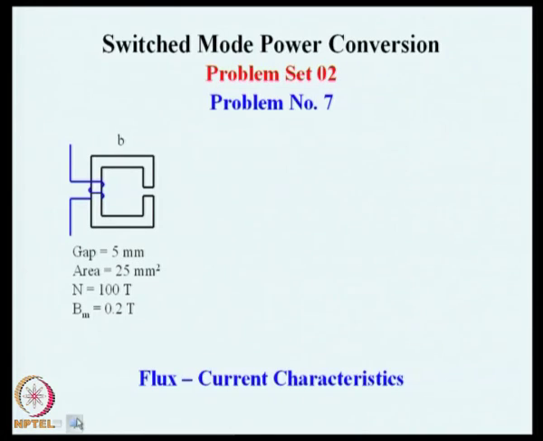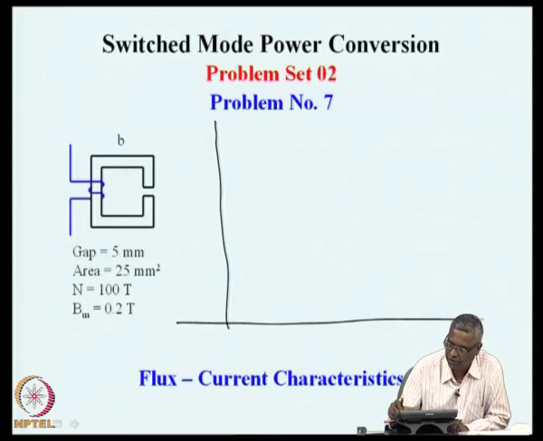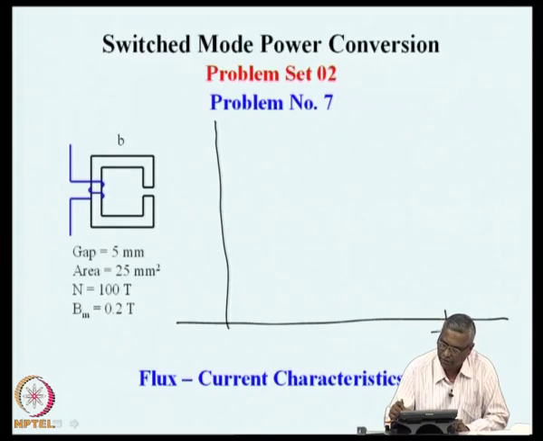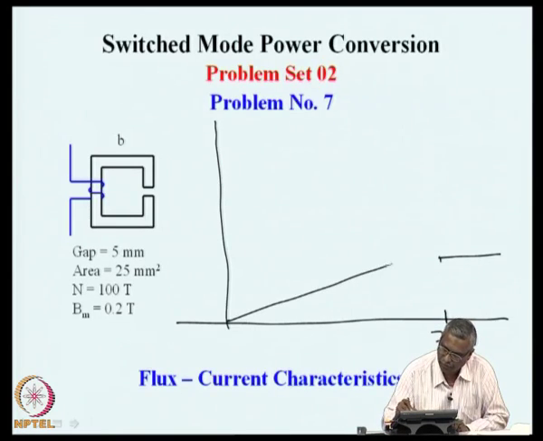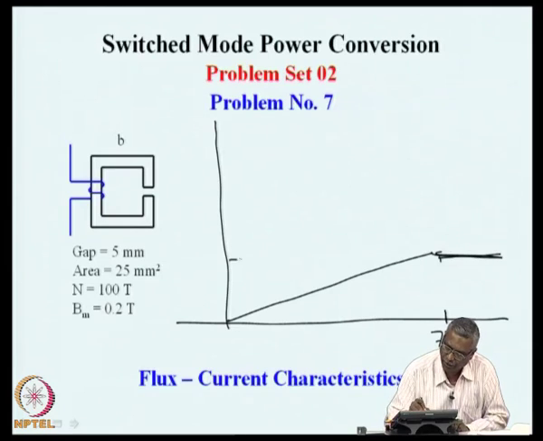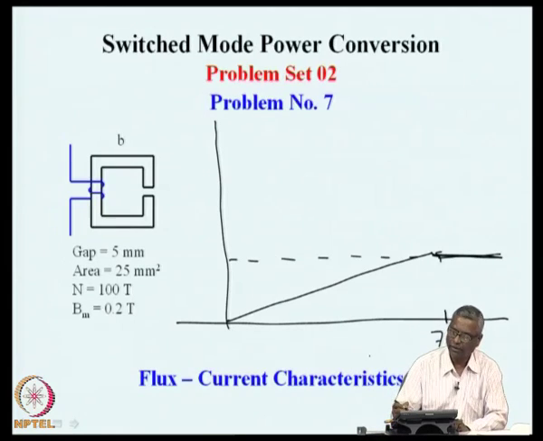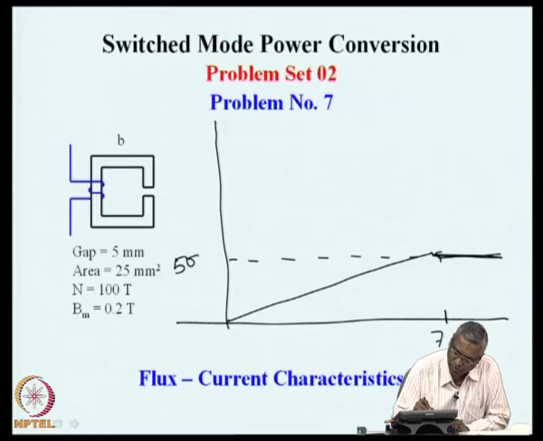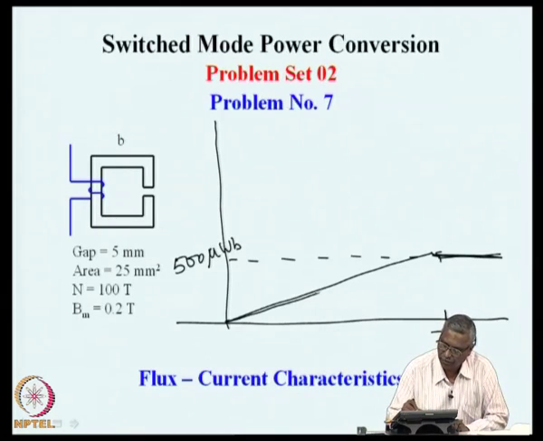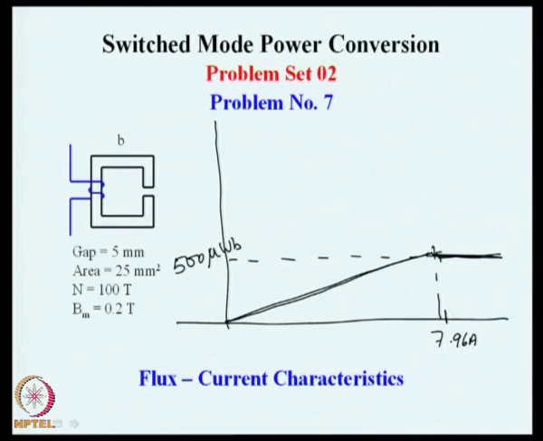So, if we plot for this the flux versus current characteristics, we will see that at 7.96 amperes, it will reach again the peak flux, which is the same as L into I, which in this case also is 500 microweber. But this core is linear up to 7.96 amperes.